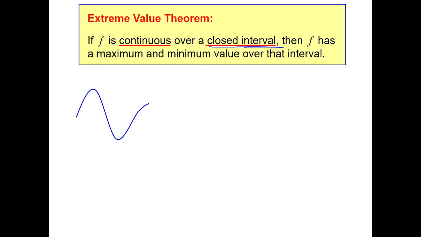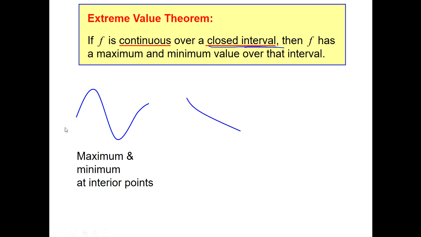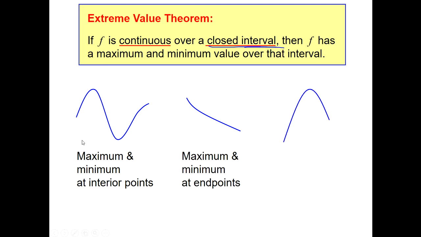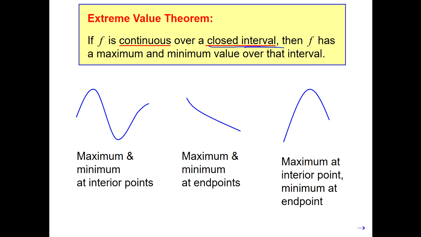Now the maximums can be on the endpoints, or they can be in between, on the interior. Or it could be at the endpoints. Or it could be a combination of both, where this has a maximum on the interior and its minimum is on the endpoint. But these are all on a closed interval and they are continuous.